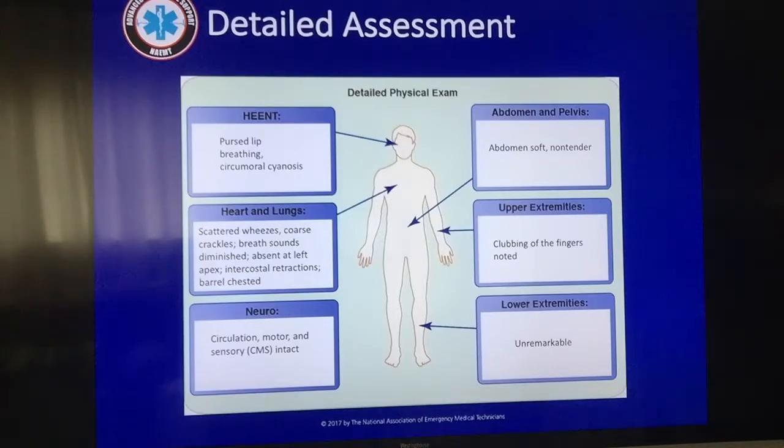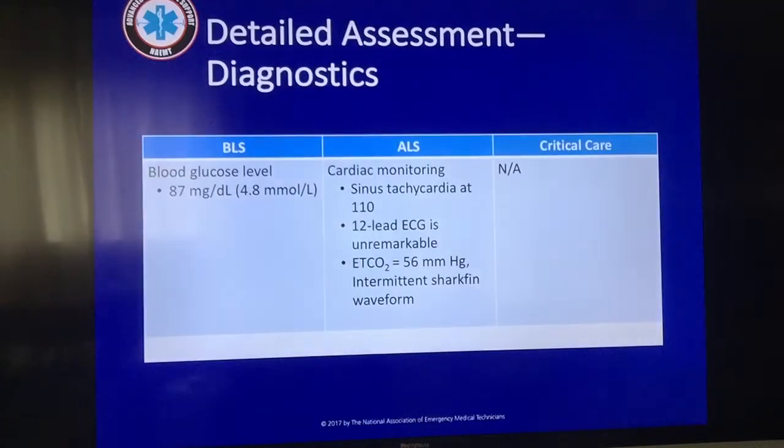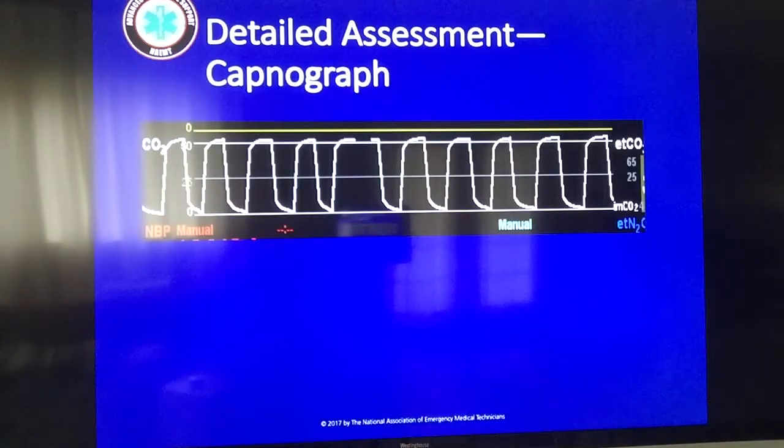Now we do have some crackles, so we might think that there is a respiratory versus a cardiac component. Here are further diagnostics. We have a blood glucose level of 87, sinus tach, 12 lead EKG is unremarkable. Again, the end-tidal CO2 is kind of high up there. And they're telling us that the shark fin pattern or waveform is there. Here we see that waveform, well, not as clearly as we saw in the previous, but we are starting to develop it. What's happening here is that when they're trying to inhale and exhale, the inhalation is going up and exhalation is prolonged, causing this type of steep shark fin pattern.